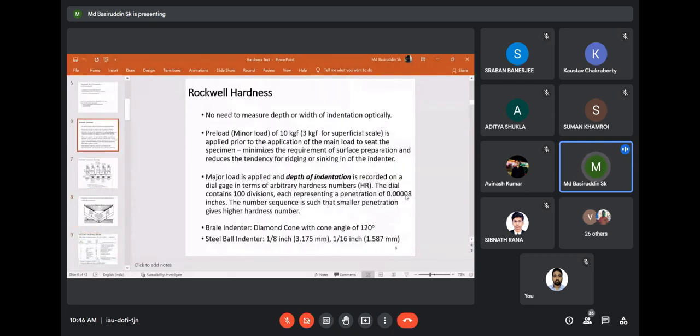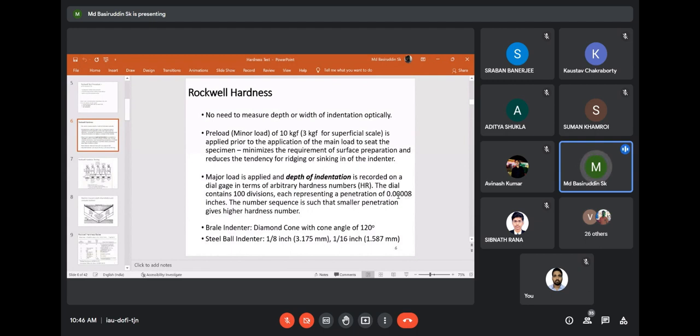for the Rockwell A scale, we generally represent hardness values as either RA, Rockwell A scale, Rockwell B scale, or Rockwell C scale. For the Rockwell A scale, the total divisions will vary from 0 to 60. In the case of Rockwell B, the division is 0 to 100. In the Rockwell C scale, it will vary from 20 to 70. So the division is based on the hardness of the samples.